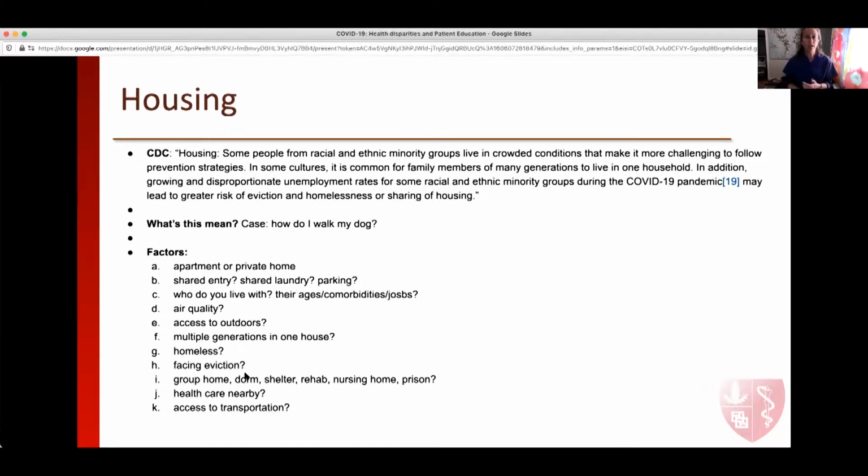I have many patients that don't have their own car and rely on public transportation, and I don't want them getting on a bus if they're contagious. So that's something we need to realize about and individualize for each patient.